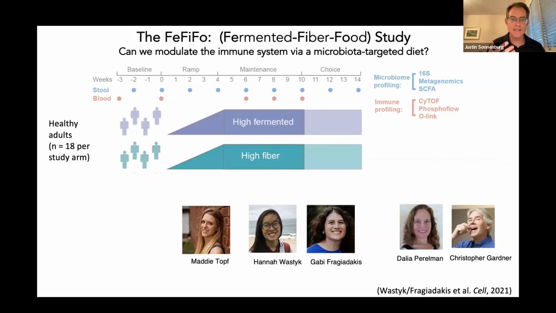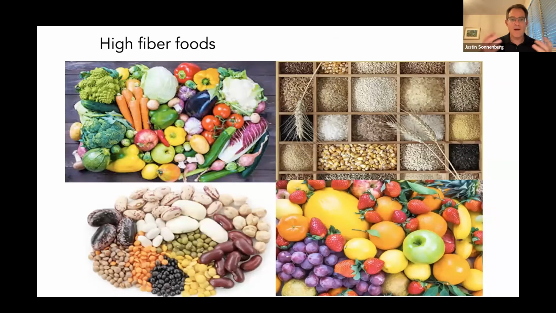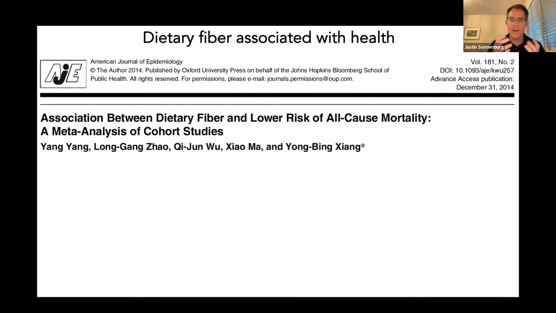And the study was basically to take two groups of healthy adults, give them either a diet high in fermented foods or high in high fiber foods, and survey their microbiome and their blood, their immune system, over the course of several weeks as we put them on these diets, and then perform microbiome and immune profiling at the end of the study. And so the high fiber foods, again, whole grains, vegetables, legumes, fruits, we got people up to, instead of eating 15 to 20 grams of dietary fiber per day, we got them eating over 40 grams of dietary fiber per day.